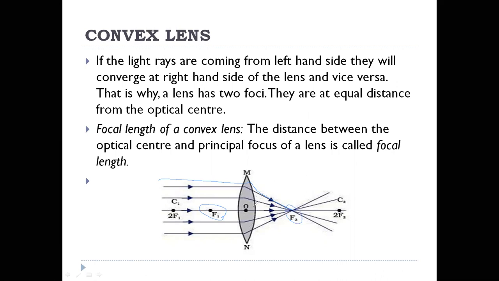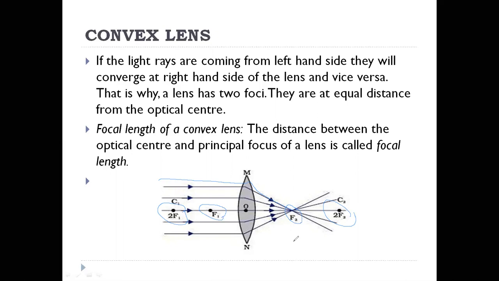A lens always has two focus points, one this side and another this side, because it is a transparent medium. So both the lenses have two focus, f1 and f2, or f and f dash. If they have two focus, then double the focus is called 2f1 and 2f2. In the mirror it is called C, center of curvature, but in the lens it is called 2f.